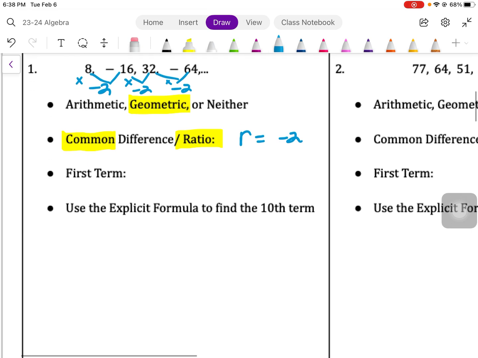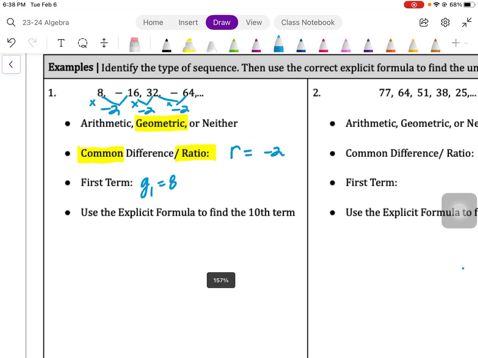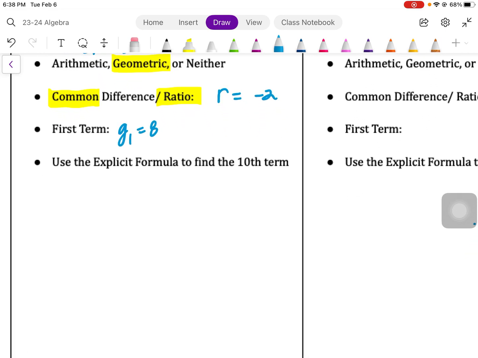Okay, yesterday we talked about the first term, and today you're going to see why it's important that we identify the first term. So here, g sub 1 is 8. So then it says use the explicit formula to find the 10th term. So what I have to do is start with my formula. I'm always going to encourage you to write the original. So g sub n equals g sub 1 times r to the n minus 1.